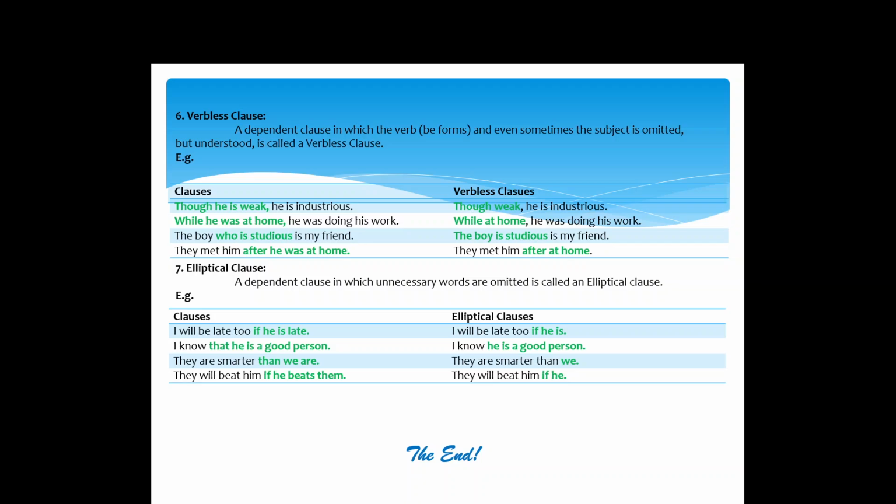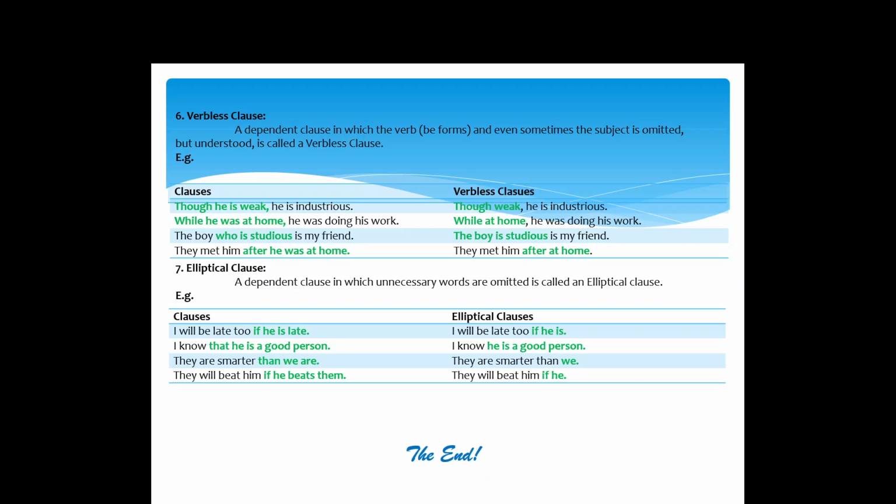For example, हम इन्हीं क्लॉजेस से ही इलिप्टिकल क्लॉजेस बनाते हैं. जैसा कि आई विल बी लेट टू इफ़ ही इज़ लेट. अब देखें, आई विल बी लेट टू इफ़ ही इज़, सो दिस लेट इज़ ऑलरेडी अंडरस्टूड. अगर आप इसको पुट ना भी करें तब भी ये क्लियर होता है कि वो लेट की ही बात कर रहा है. सो दिस इज़ कॉल्ड इलिप्टिकल क्लॉज, जो आम क्लॉजेस से बनाए जाते हैं.